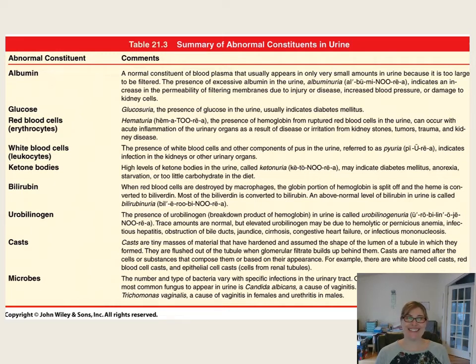Albumin is large. And if you see too much albumin or large things in the urine, that could mean that the filtration membrane that's supposed to separate big things from small things is broken. It could mean it's infected. It could mean your blood pressure is too high and it's ripping that filtration membrane in a way.